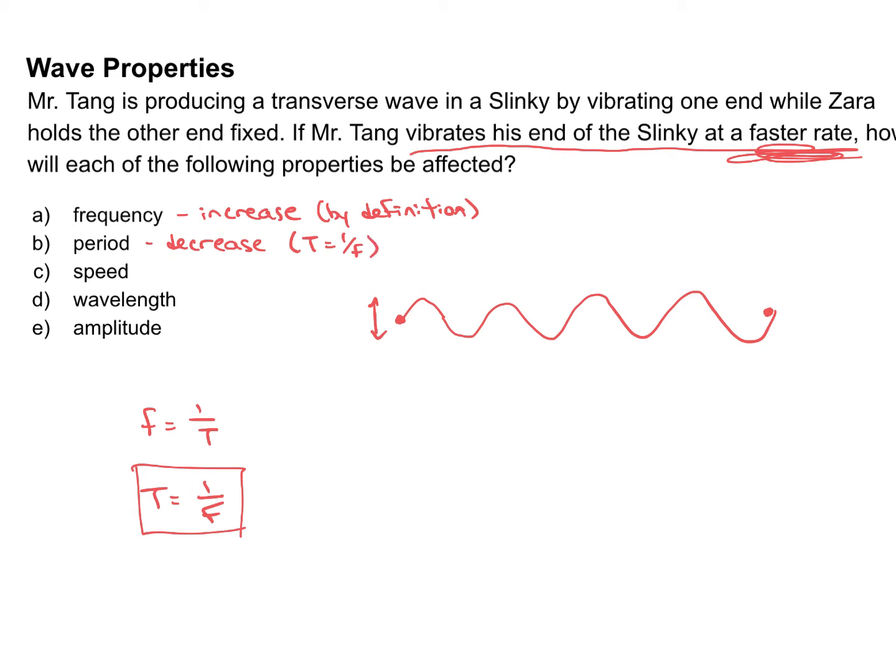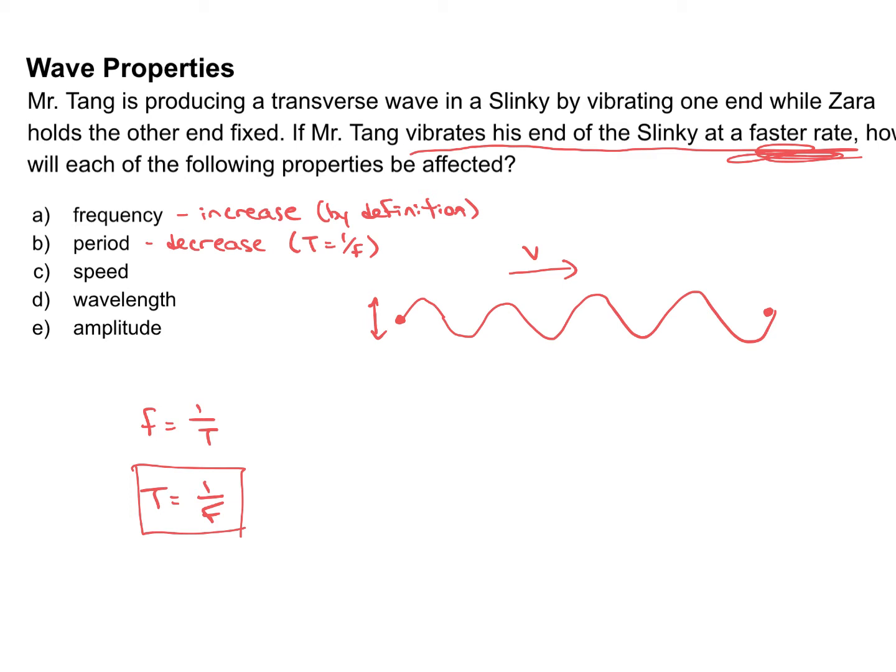Okay, what about the speed that these disturbances are traveling from me to Zara? I don't know if you caught from a couple of lessons, but the speed usually depends on the medium that it's traveling through. In this case, the medium is the slinky itself. And I do not change anything about the slinky by vibrating it faster. It's the same slinky. It's stretched the same amount.